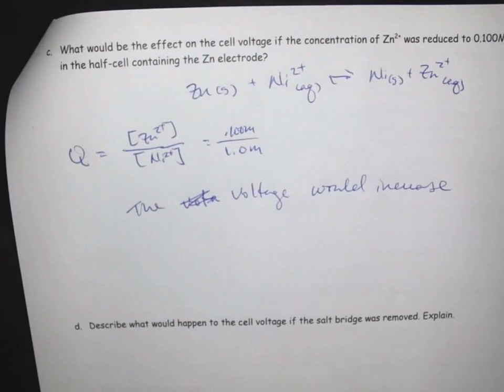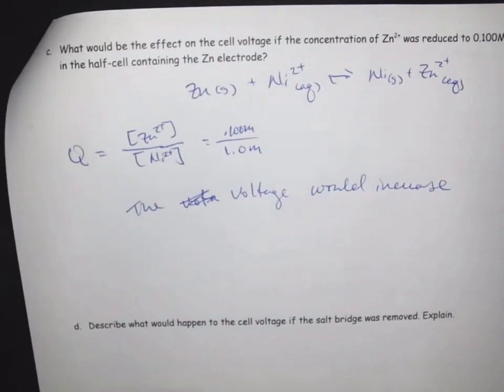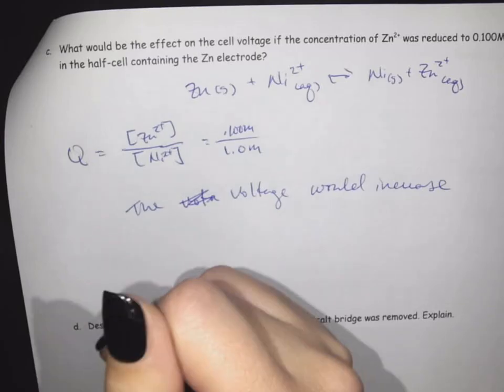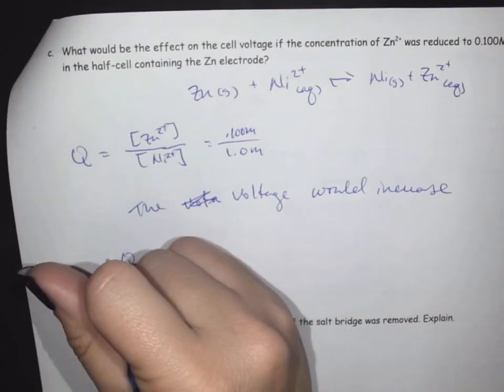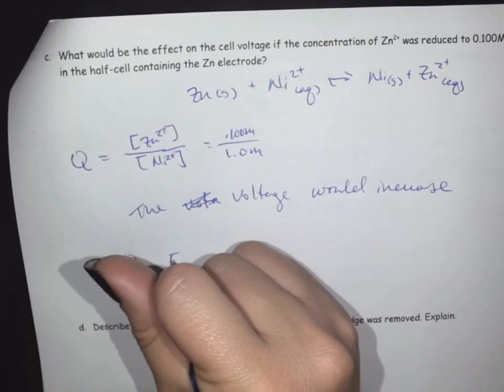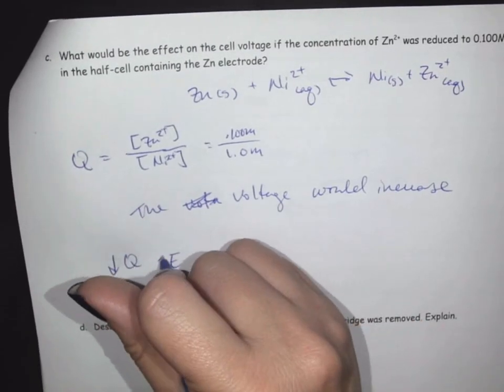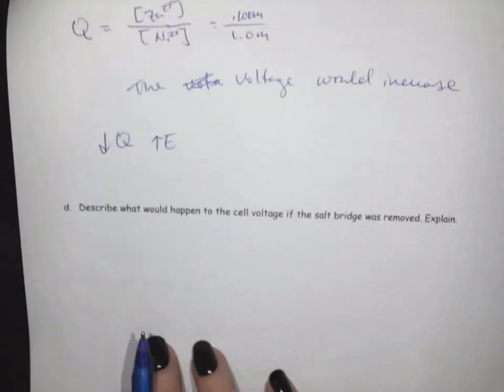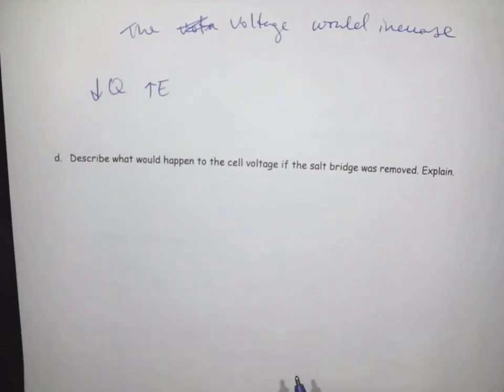Look, it doesn't say explain or justify, but it's looking like if Q becomes smaller, then the voltage gets bigger. So remembering that relationship, I think, will be helpful.